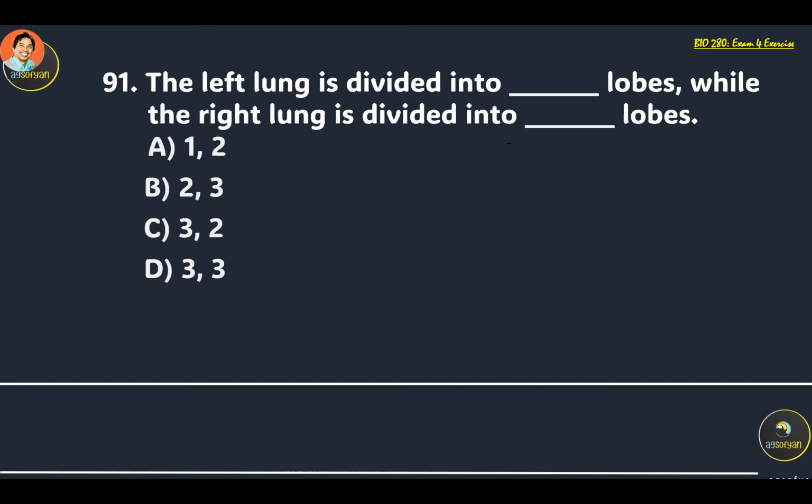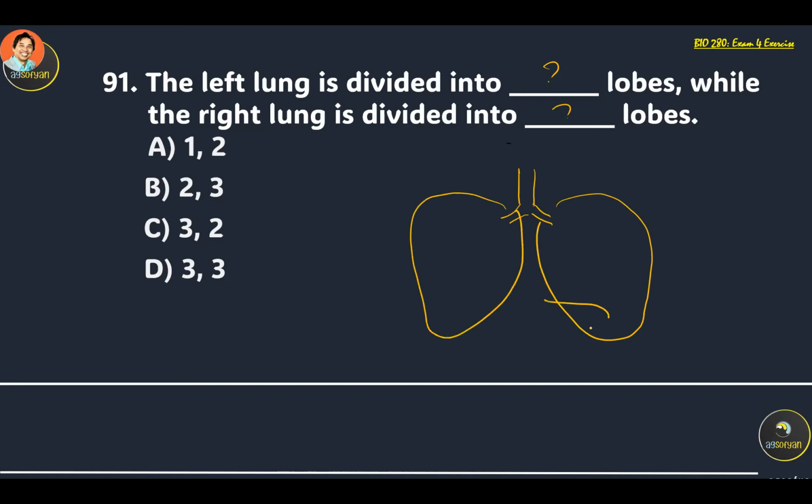The left lung is divided into blank lobes, while the right lung is divided into blank lobes. So how many lobes? Let's say this is the trachea, bronchus, and then bronchioles, and then the lungs over here. Over here, we have the heart, on the left side.